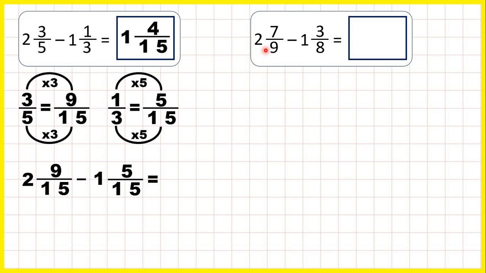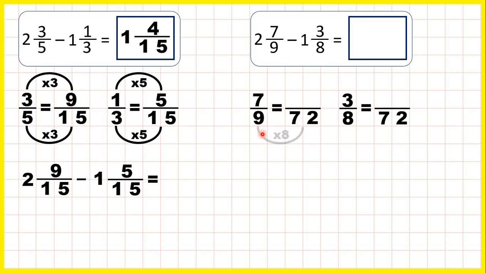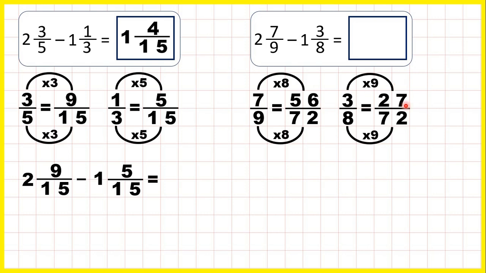Now 2 7/9 minus 1 3/8. We need our denominators to be the same, and 72 is in both the 9 and the 8 times table, so we can find equivalent fractions with a denominator of 72. 9 times 8 is 72, 7 times 8 is 56, then 8 times 9 is 72, 3 times 9 is 27. So we can rewrite our question.